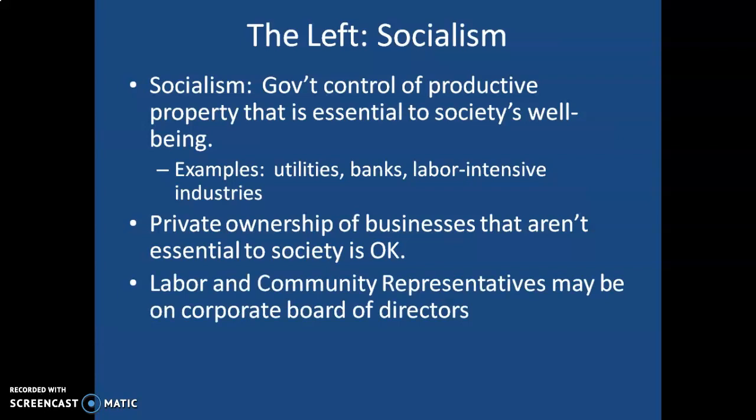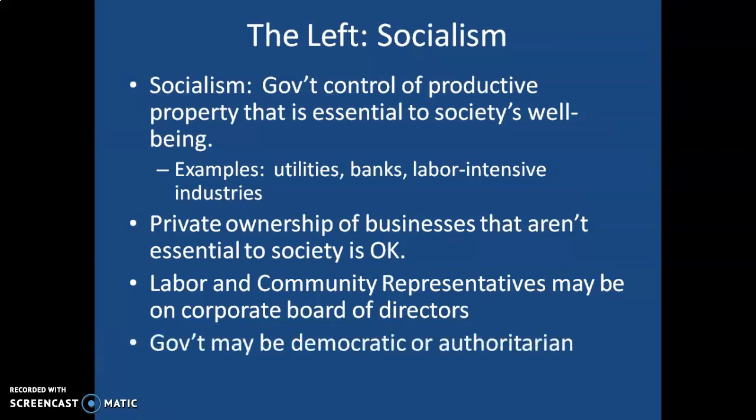Typically in a socialist country, you might have situations where labor and community representatives would be on a corporate board of directors, and that has existed in Scandinavia, where labor unions get to sit on the board of directors of a corporation. That would never happen in the United States, but it could happen in certain countries that are more socialistic than the United States. And in a socialist system, the government may be democratic, it may be authoritarian. It could be anywhere within that spectrum that we looked at in our previous lesson.